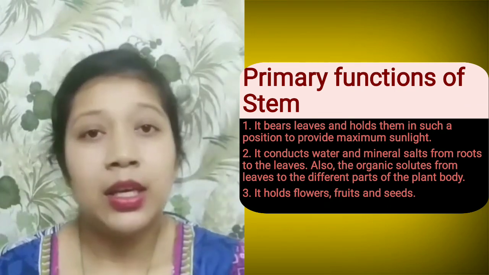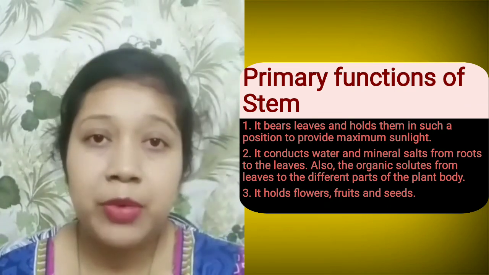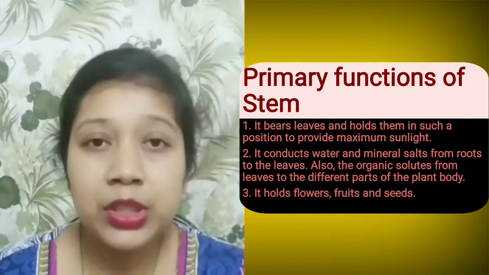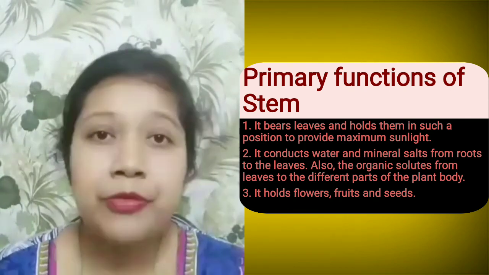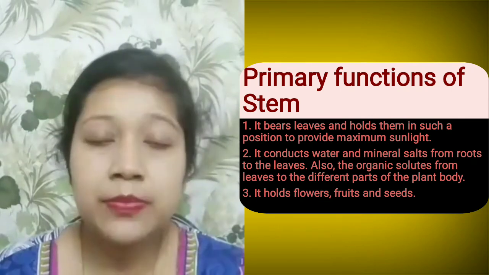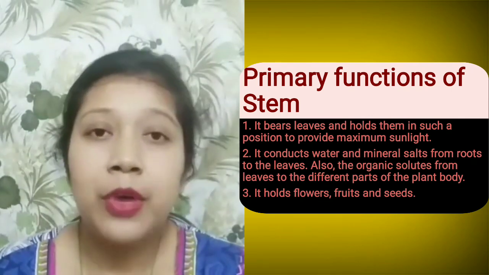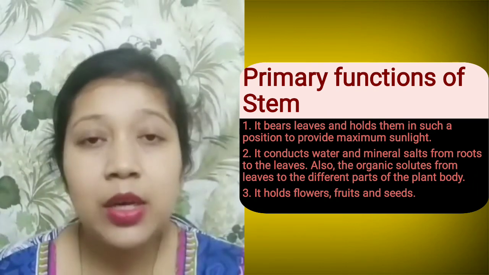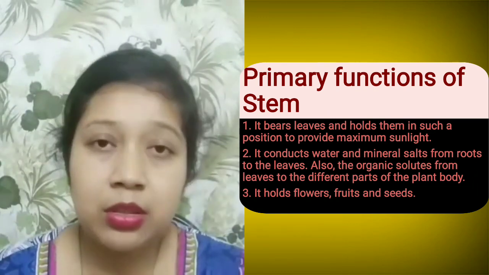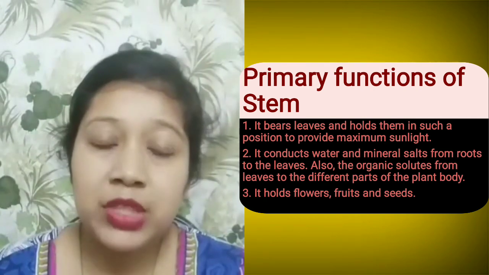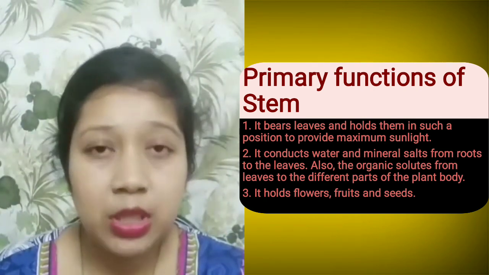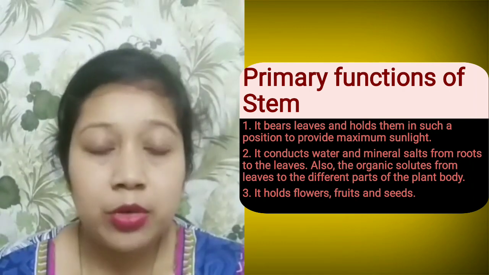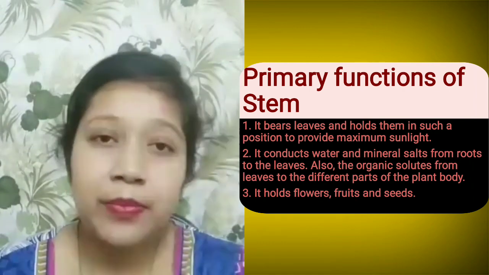The next important point, or the primary function of the stem, is that it conducts water and mineral salts from the root to the leaves, and from the leaves it conducts the organic food material to the other parts of the plant body towards the lower side. That is the next important function that a stem does.